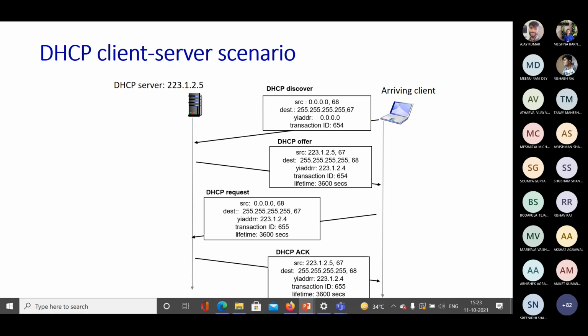And in the second part, why is the last one, the DHCP ACK, still a broadcast? Because by that time also the IP address has not been formally given to the client yet. So that is why that is also a broadcast message. Okay.